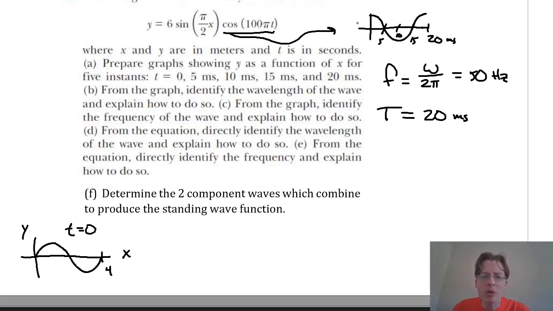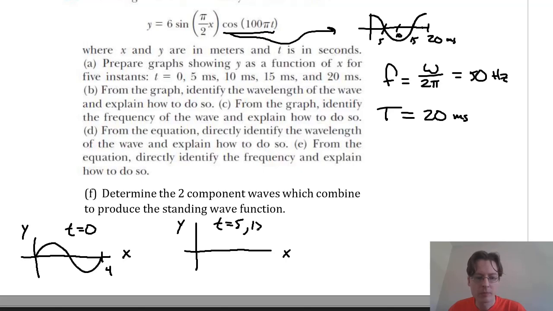So at t equals 0, cosine's at its maximum. And we just get the sine graph. At t equals 5 milliseconds, the cosine part of it is equal to 0. So at 5 milliseconds, just a flat line. Nothing to see. Y of x, just a flat line. Actually, that also is true at 15 milliseconds. It's y is equal to 0. What about at 20 milliseconds? Well, at 20 milliseconds, oh, I missed 10.